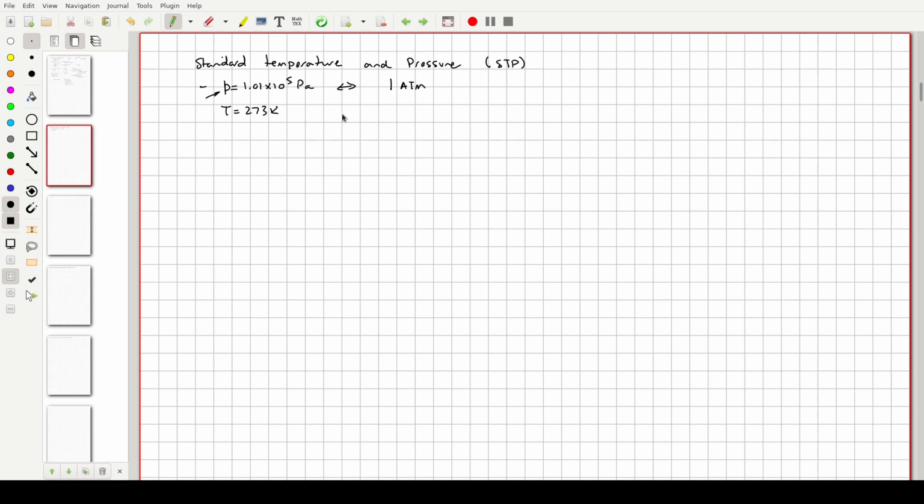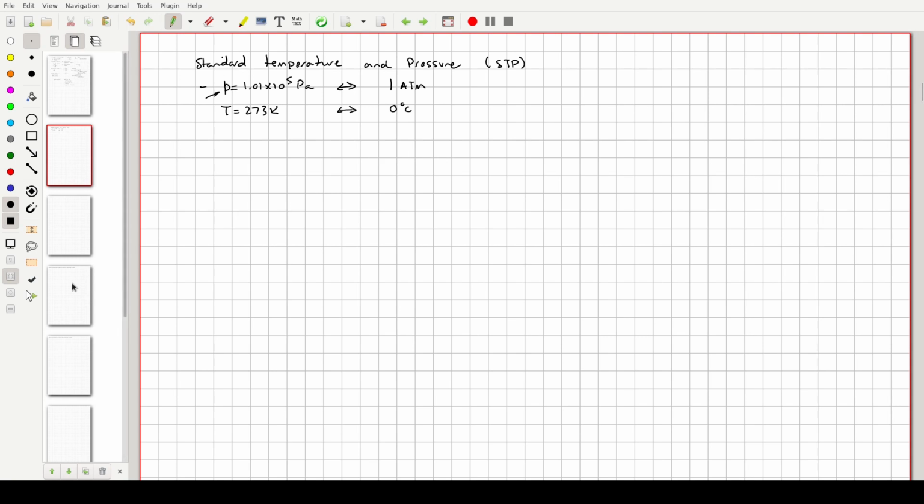273 Kelvin should look familiar to you as well from last series of lectures. This is 0 degrees Celsius, so it's the freezing or the melting point of water. So, like I said, if you were to do a problem and the problem mentions that your gas is at standard temperature and pressure, this is what they're talking about.